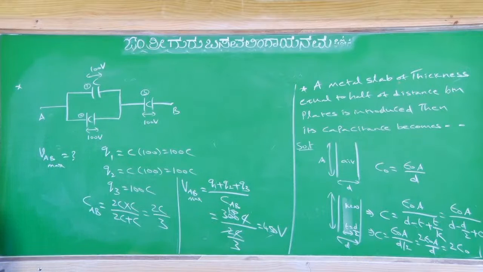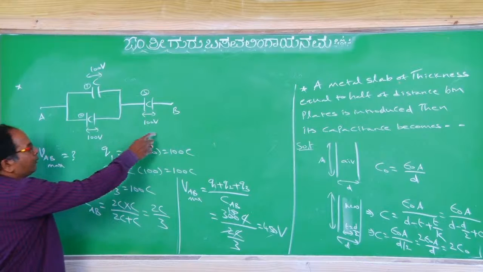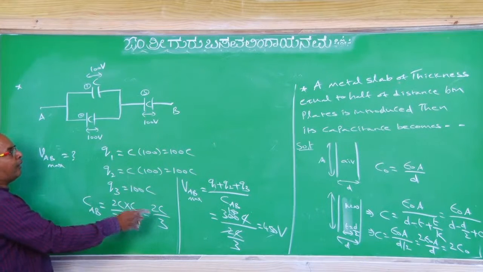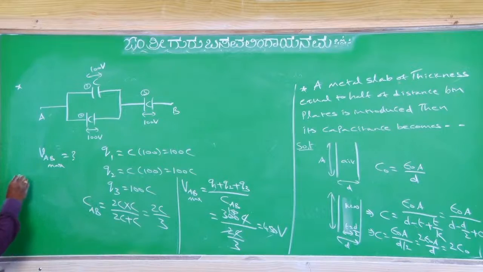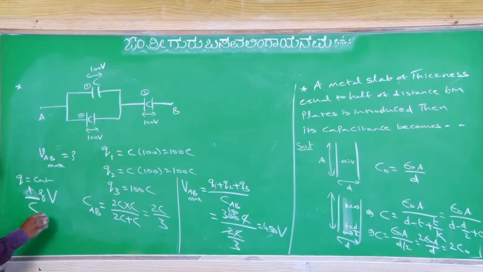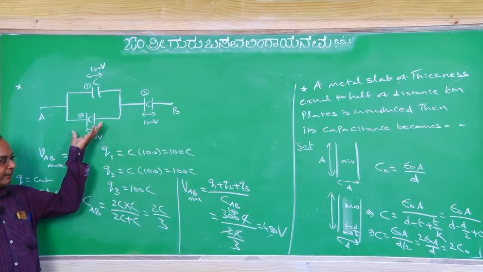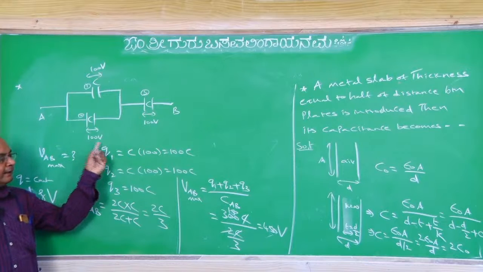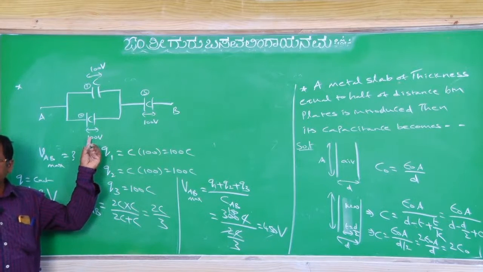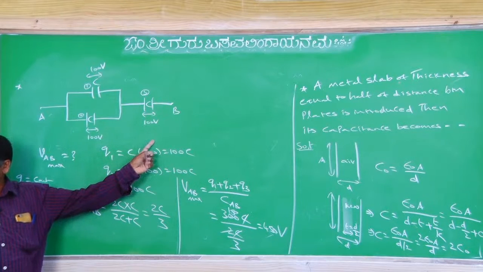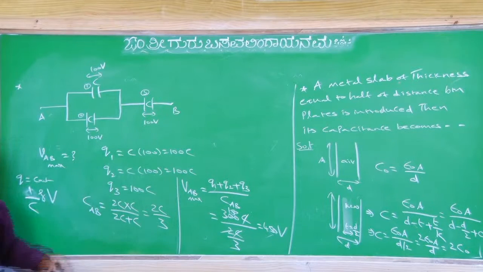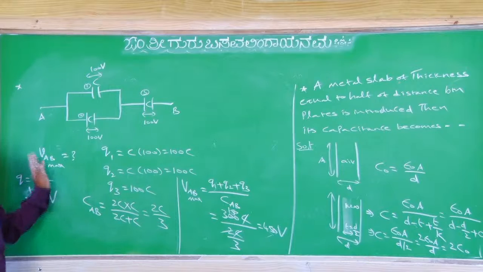VAB maximum, how much? 450 volts. So here a total of 450 volts maximum we are able to apply, and already we know Q, if charge is constant for the entire system, then C is inversely proportional to V. So across these two capacitors, here its capacitance is 2C, so we are able to apply 150 volts. And here we are able to apply 300 volts. Like that we are able to find out the potential. Okay. Here only the total system is asked, so we are able to apply what?